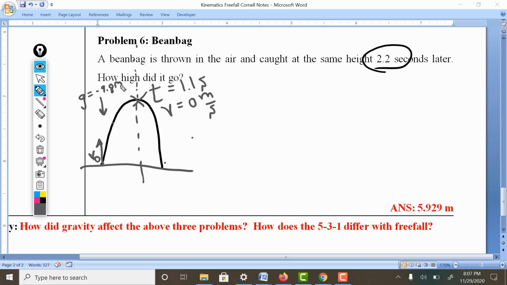One of the reasons why we are doing this problem is the idea of positives and negatives. If my V naught is going to be positive going upward, then my gravity will be going negative downward. Or if I want to do it the other way around.